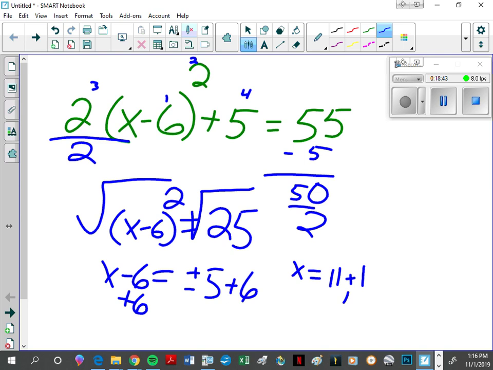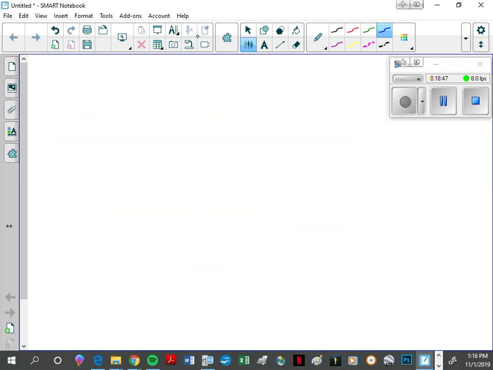Hey, let me show you what else can happen. Something like this: x minus 3 squared is equal to 72. Anybody see a problem with that? What's going to happen here that hasn't happened on any of the plus or minus problems yet? 72 is not a perfect square.